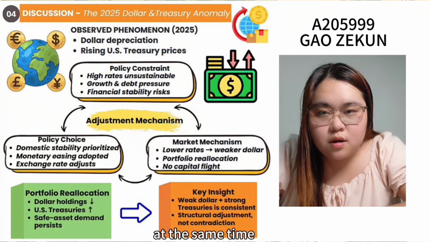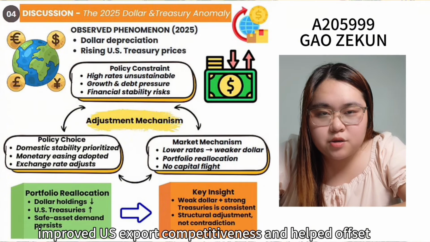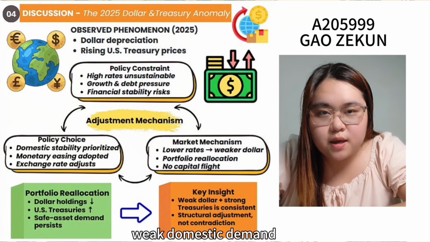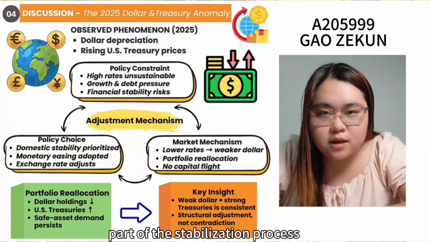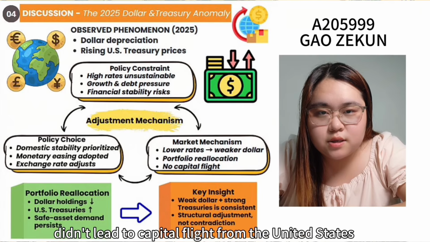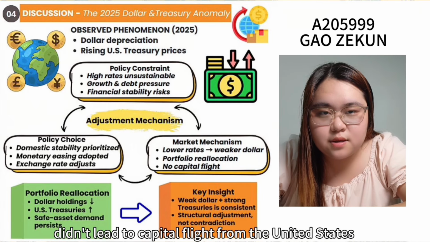At the same time, dollar depreciation improved U.S. export competitiveness and helped offset weak domestic demand, making exchange rate adjustment part of the stabilization process rather than a policy failure. Importantly, the weaker dollar didn't lead to capital flight from the United States.